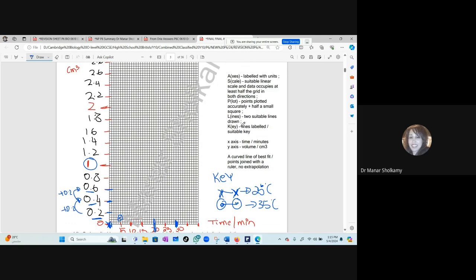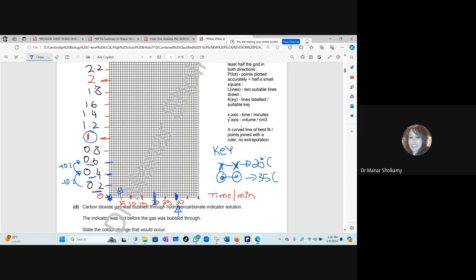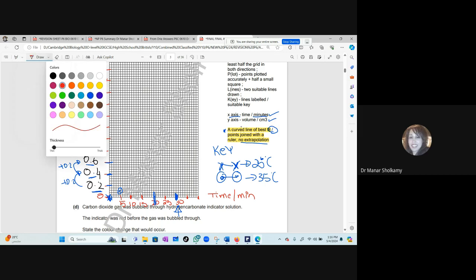Now I want you to look at that. Look here. The x-axis is time in minutes. We already labeled that. The y-axis is the volume in centimeters squared. Okay. Now, a curved line of best fit or points joined with a ruler. No extrapolation. So this is so important, because you keep on asking me, should I make a line or a curve, and you're so confused. The easiest way, and to be on the safe side, is just to join the dots with the ruler. Okay? Join the dots with the ruler.